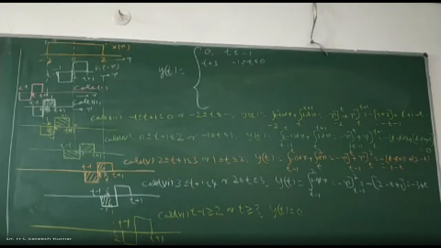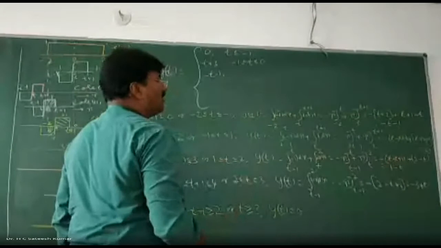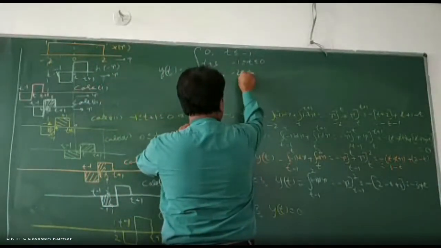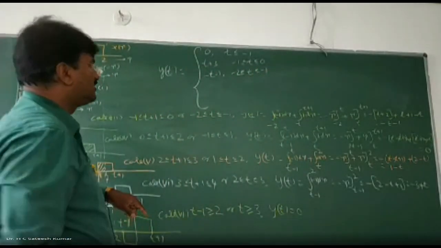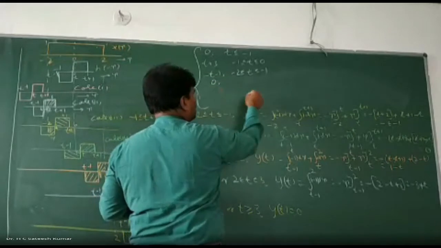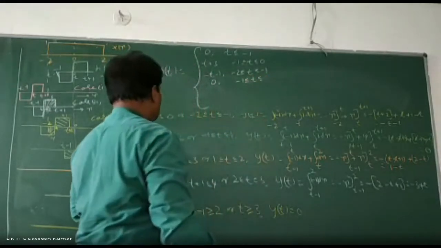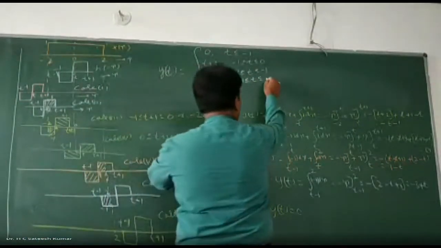Case 3 is minus t minus 1, here itself, for t lies between -2 to -1. And the next case is y is equal to 0 for t lies between -1 to +1, if I am right. Okay, -1 to +1 we have.